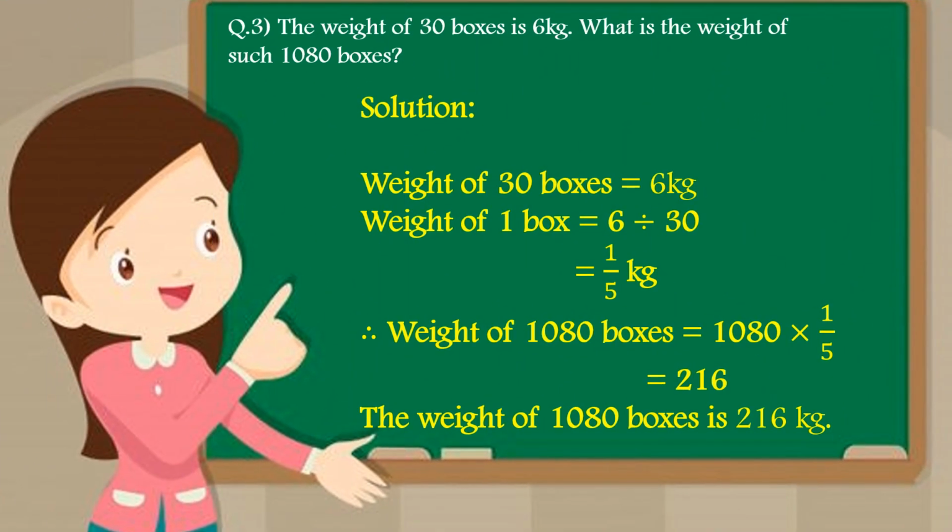Next, the weight of 30 boxes is 6 kilograms. What is the weight of such 1080 boxes? So we know that 30 boxes is 6 kilograms. We will find one box. One box means we will divide 6 by 30. So 6 by 30 we get the answer as 1 upon 5 kilogram. Weight of one box is 1/5 kilogram. Weight of such 1080 boxes will be 1080 into 1 upon 5. We get the answer as 216. That is nothing but the weight of 1080 boxes, that is 216 kilograms.